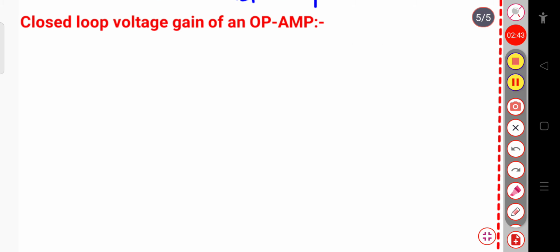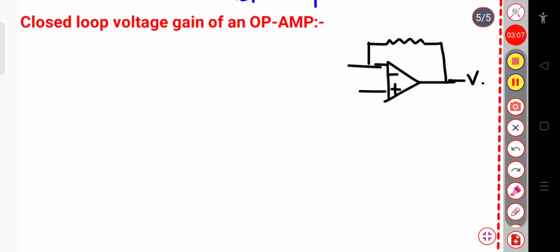Now we will see the closed loop voltage gain of an op amp. In case of the open loop voltage gain, no feedback is present, but in case of the closed loop, a feedback circuit will be present. Here one is your inverting and this is your non-inverting terminal, and the feedback is given across this terminal and it is connected to the output voltage.